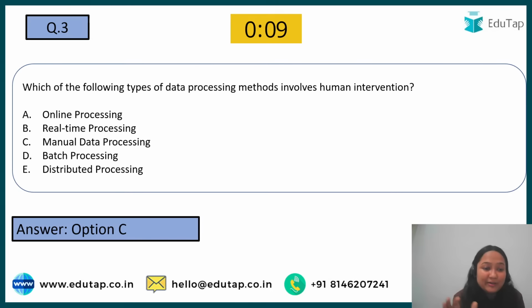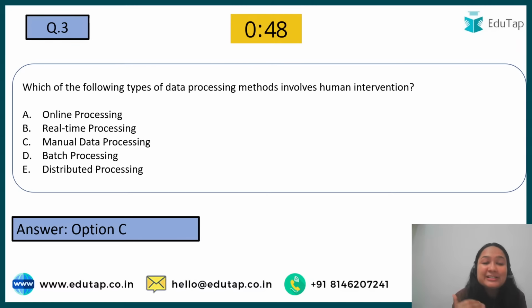Then we have discussed manual data processing. We also have batch processing. In batch processing, we give a lot of commands or tasks to our computer. Our computer categorizes them and makes groups of those tasks, and then it solves one group, then the second group, then the third group. Since things are happening in groups, we call it batch processing.